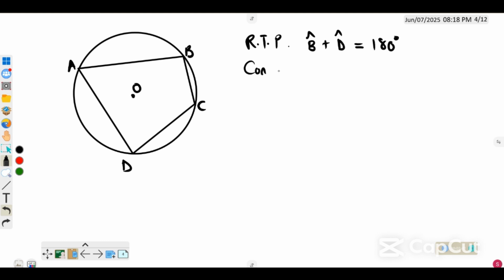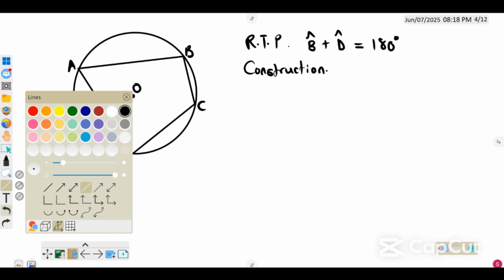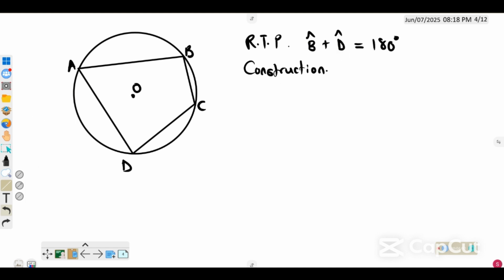I will just go straight to the construction. So the construction, we are going to construct as usual, but we cannot construct through the angles that we are using to prove. So since we are proving B and D, it means no construction must go through B and D. So we will just have a construction through A and have another construction going like that. So we are basically joining OA and also joining OC like that, which gives us the two angles. This is angle O1, that's angle O2, like that.